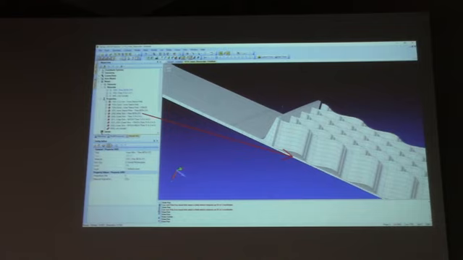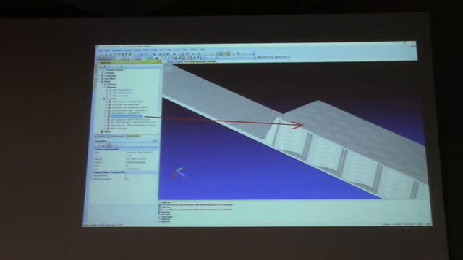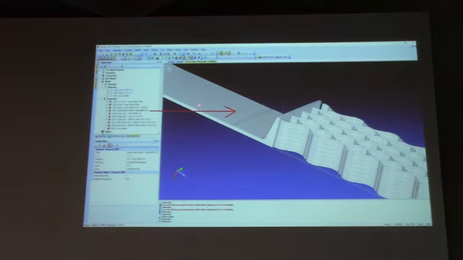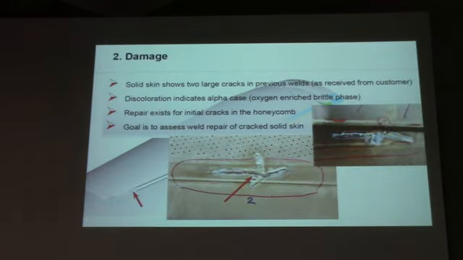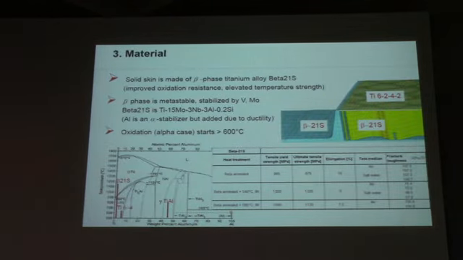This is inner skin. This is outer skin, and certain honeycomb structure in between, not very important from the structural point of view. And then again, very important part is this solid piece of metal. Once I said the metal, we can maybe jump to the material itself.